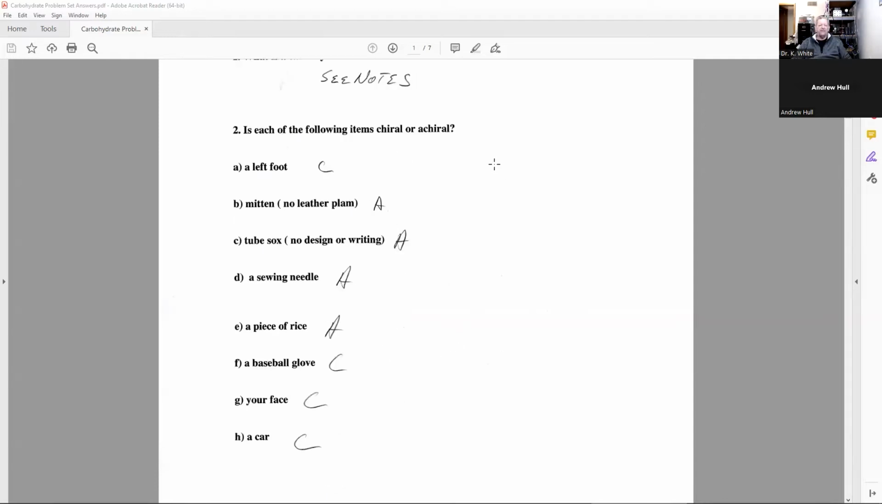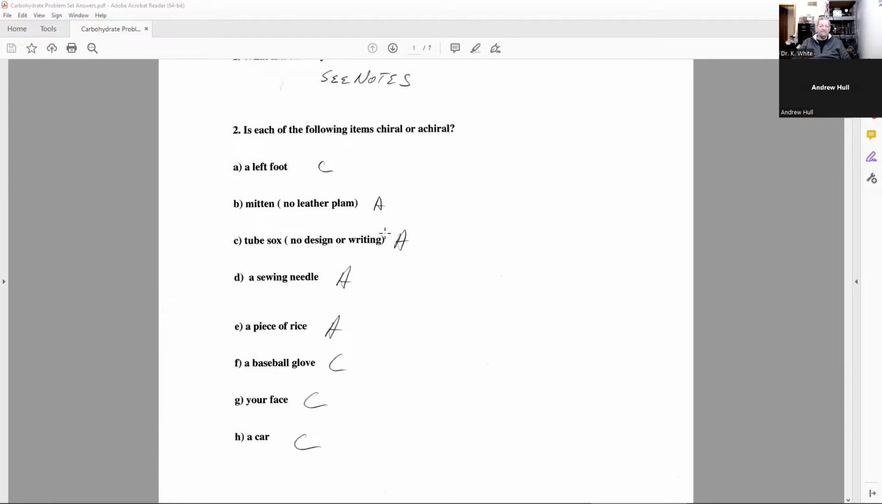And next are the following items: chiral or achiral. Achiral, superimposable mirror image; chiral, non-superimposable mirror image. If you see the name left or right in the name of an object, it's always going to be chiral. So my left foot is chiral. Now, a mitten with no leather palm, if you draw the mirror image, they're superimposable. Well, your hands aren't, but the mittens are, and therefore it's achiral.